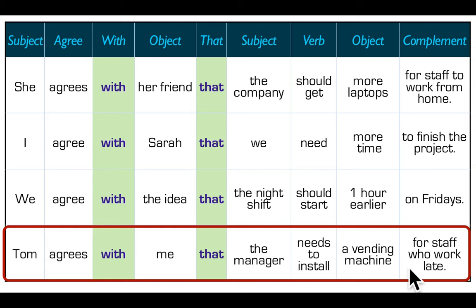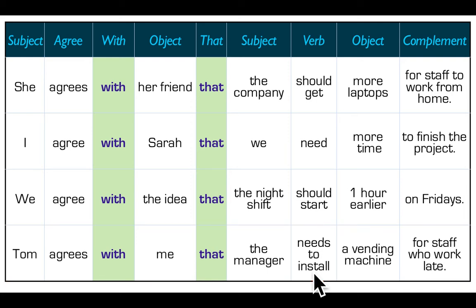A vending machine is a machine that sells snacks and drinks if you put money into it. And you will install a machine. So you install a washing machine, you install a tumble dryer, a dishwasher, and you can also install software on your computer. So you'd install antivirus software.